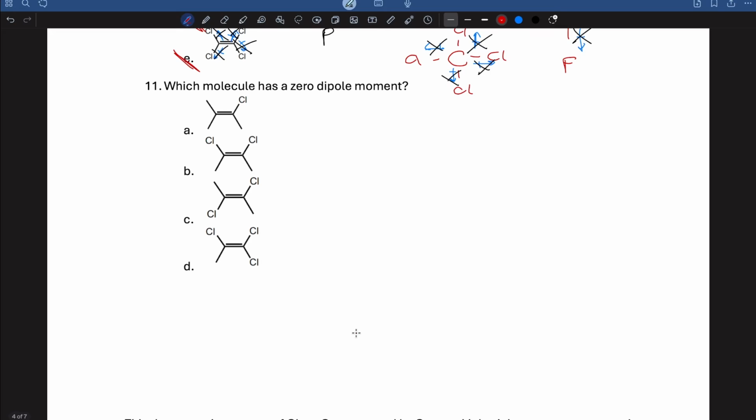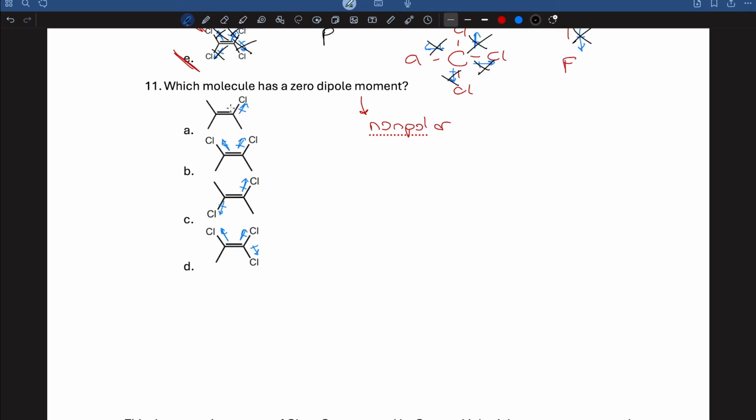Which molecule has a 0 dipole moment? We're looking for an answer that is overall nonpolar. And so, let's evaluate each of these bonds. Every carbon-chlorine bond is polar. So let's draw something like this. Like this. And let's look at each answer choice one by one.